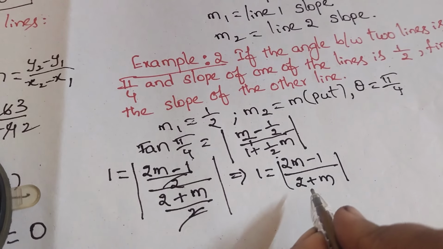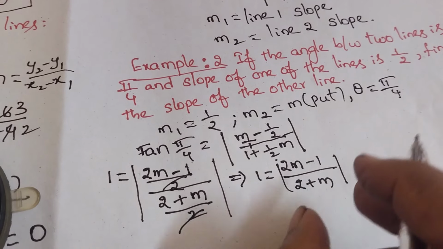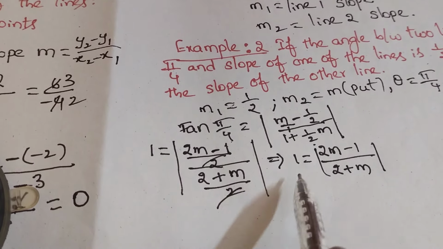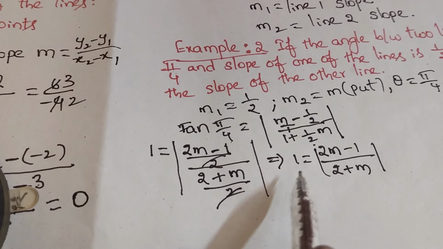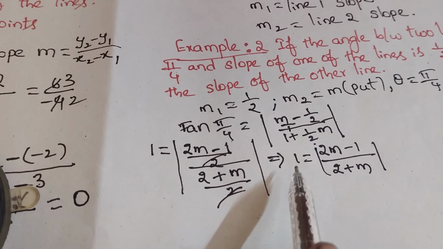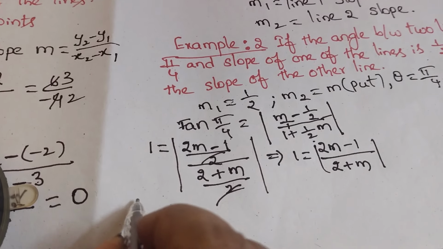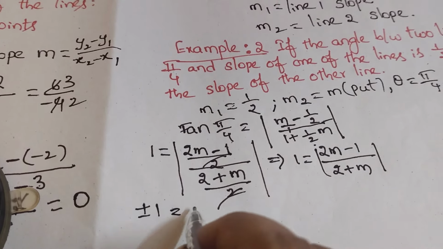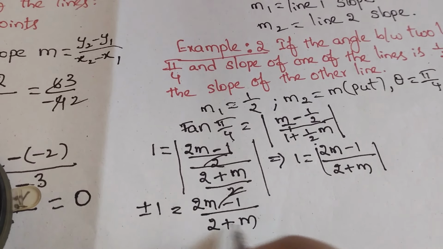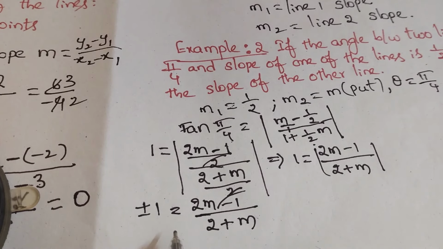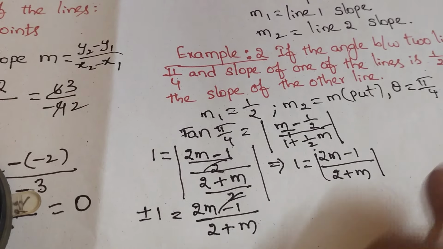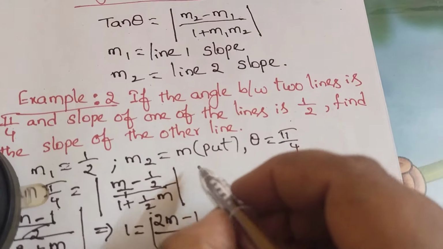Now remove modulus. The next step is we need to remove modulus. So when we remove modulus, then other side will get plus or minus. Keep in mind, when we remove modulus, the opposite side gets plus or minus. So we get plus or minus 1, that equals to (2m minus 1) divided by (2 plus m). Plus or minus 1 means we get two cases here. One is plus 1, one more is minus 1. First we solve case 1.